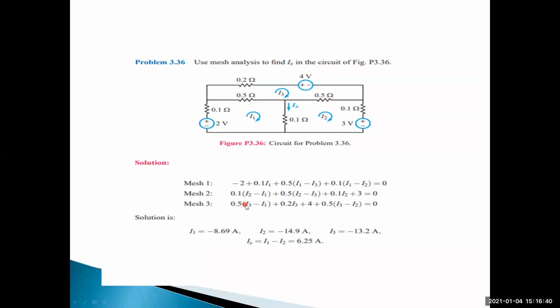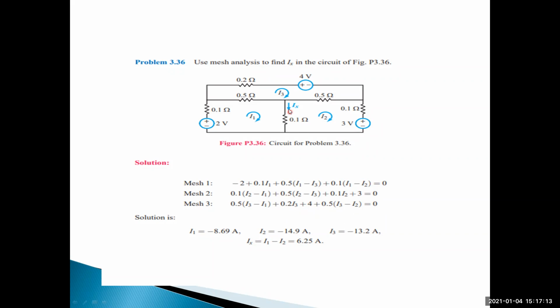So 0.5 into I3 minus I1. Start here onward, 0.5 into I3 minus I1. This current is in this direction and this current is in the opposite direction. That's why 0.5 into I3 minus I1. Then coming to here, 0.2 into I3. Understood? Here plus 4 entering, and then coming to here 0.5 into I3 minus I2, since we are in mesh 3 now, is equal to 0. By solving these three equations, we will get I1, I2, I3.